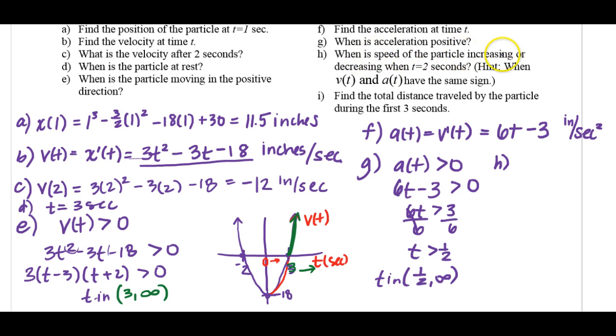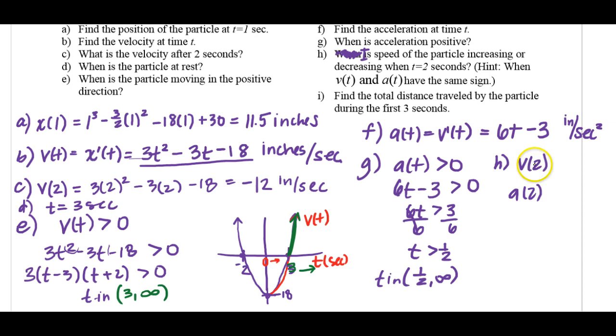So for part H, is the speed of the particle increasing or decreasing when t equals 2 seconds? Sorry, this "when" shouldn't be here. The question is just, is the speed of the particle increasing or decreasing when t equals 2 seconds? So hint, when v of t and a of t have the same sign. We need to see what's going on at v of 2 and at a of 2. If they both have the same sign, then the speed is increasing.